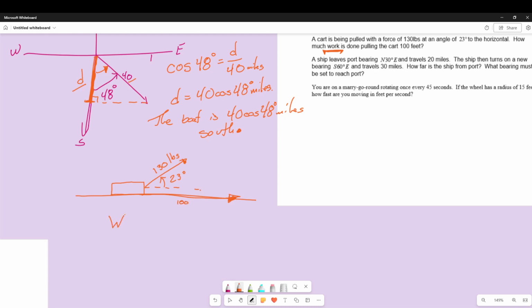And work is our big dot product application. So work is supposed to be force. Often we say force times distance, but it is specifically force dotted with distance. Because as we talked about in our dot product examples, that angle reduces the efficiency of our amount of work we get done. So not all that 130 pounds is going over that distance. So if we want to figure out how much work is done, we need a dot product to take advantage of that.